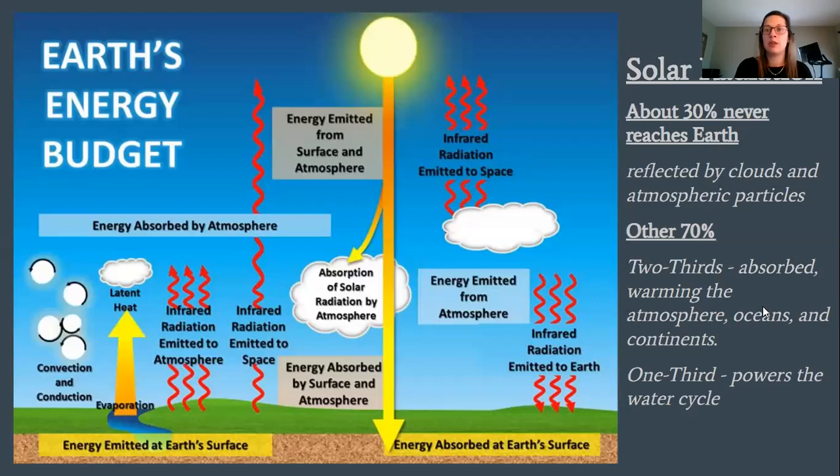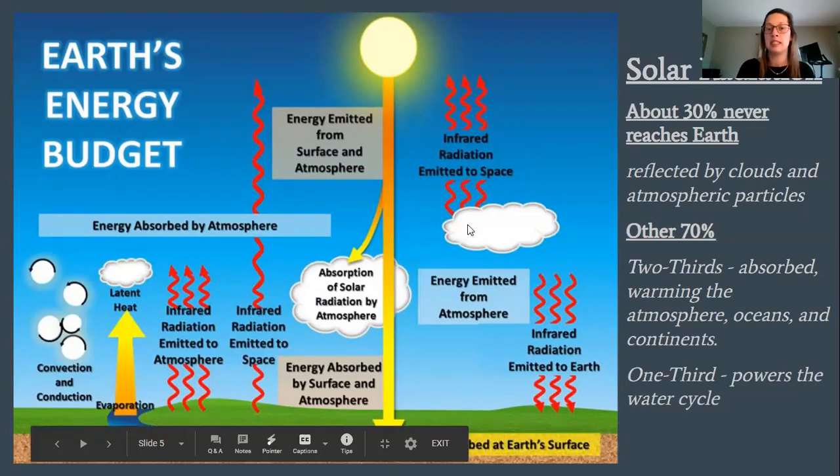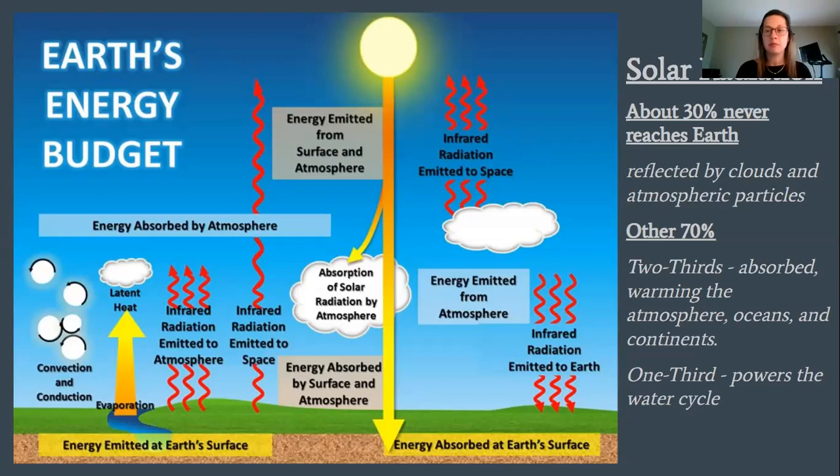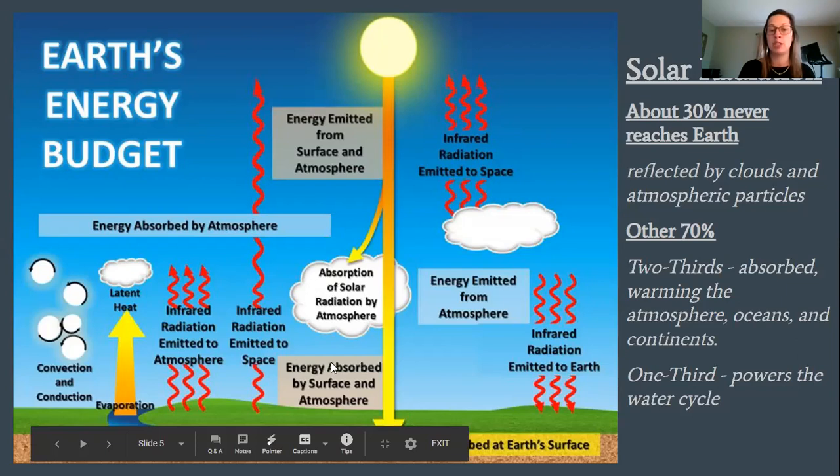Earth has an energy budget. We have this solar radiation that's coming in, but it doesn't all actually reach the Earth. About 30% never actually reaches the Earth at all. It's reflected back by the clouds and the atmospheric particles. You can see this here. This is infrared radiation that's emitted into space. It's reflected back. Then there's another 70%. It's made up of 2/3, which is about 50%, close to it, absorbed, warming the atmosphere, oceans, and continents. So that's the energy absorbed by the surface and atmosphere. That's that 2/3, so about half of it.